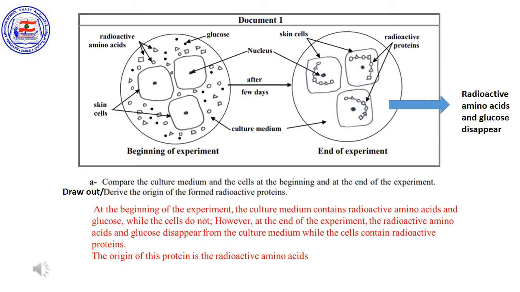Now, the second part of this question, derive the origin of the formed radioactive protein. So the origin of this protein is radioactive amino acids. These proteins are formed from the radioactive amino acids that were in the medium. What about glucose? Cells use glucose to produce energy because without energy, assimilation cannot occur. The production of protein without energy cannot occur.